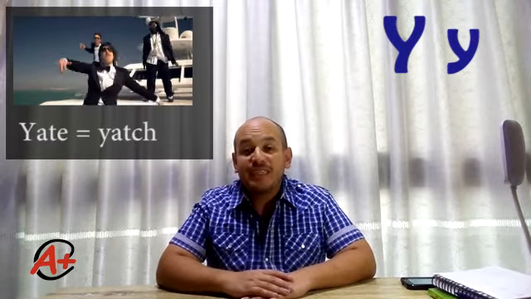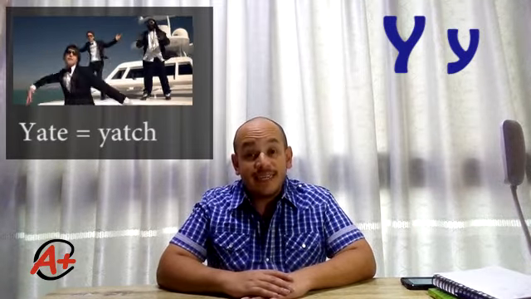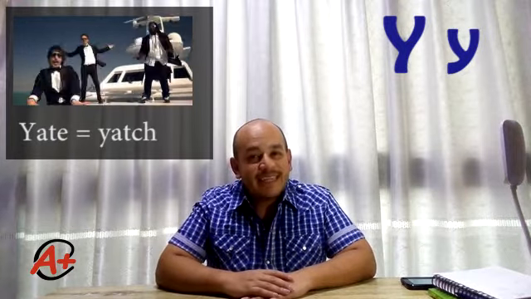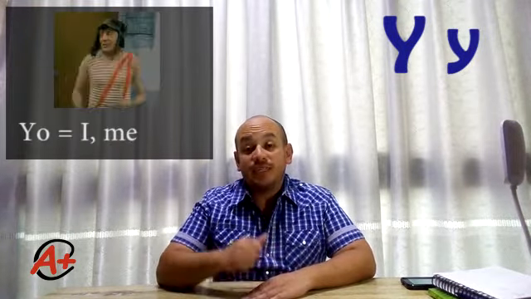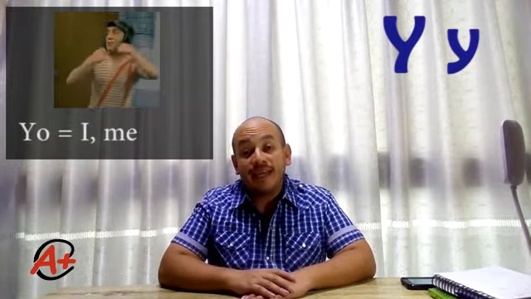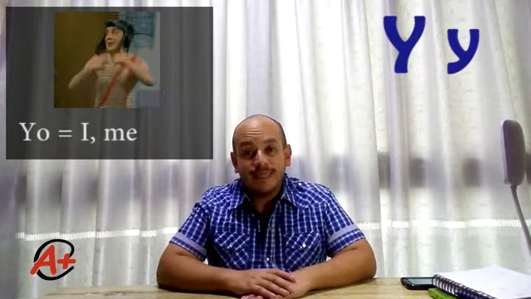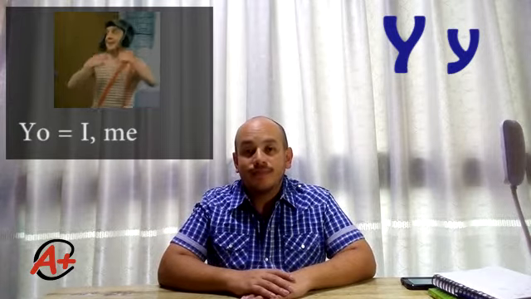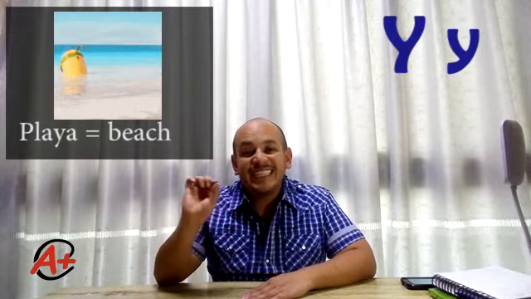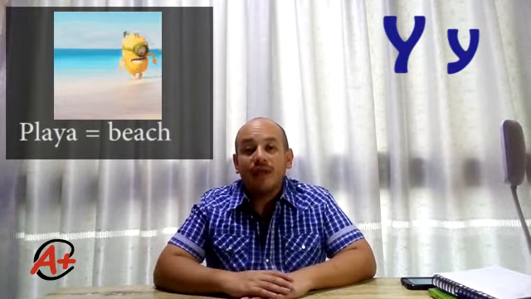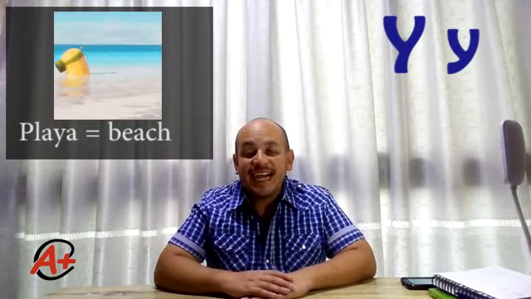The first word with Y would be yate, which means yacht. Yate. One last time, yate. Second example would be yo, which means me or I. Yo. Easy, right? And the third example would be playa. In this word, the sound is playa, that last syllable. One last time. Playa, which means beach.